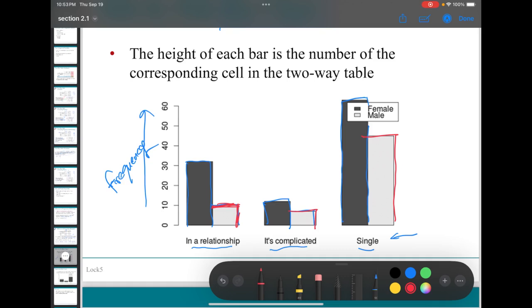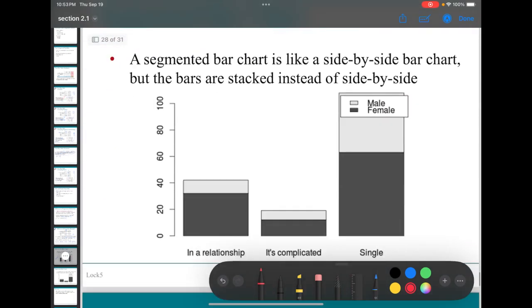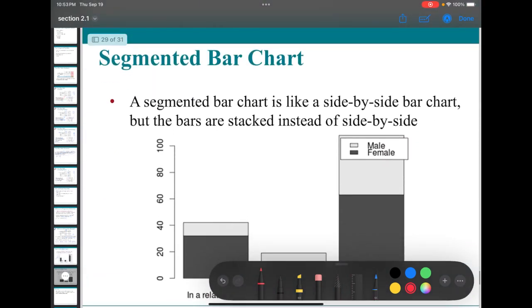You don't need to do it. You don't need to draw this by hand. You can easily use StatKey to draw this. Okay, right. The next bar chart type is a segmented bar chart.